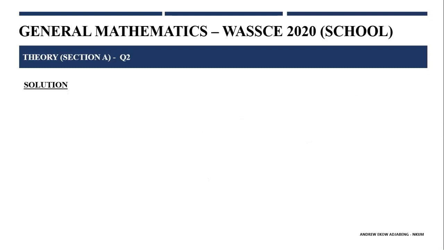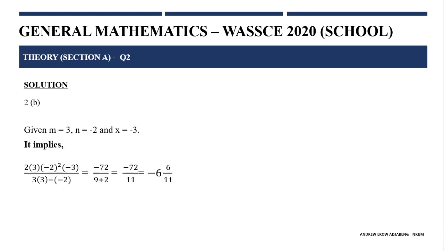And then for question 2b, we are given that m equals 3, n equals -2, and x equals -3. It implies that we substitute that into the formula. So we have 2mn, right? And then x all over 3m minus n. When we substitute that, we are going to have 2 multiplying 3 multiplying (-2) squared multiplying -3 all over 3 multiplying 3 minus -2.